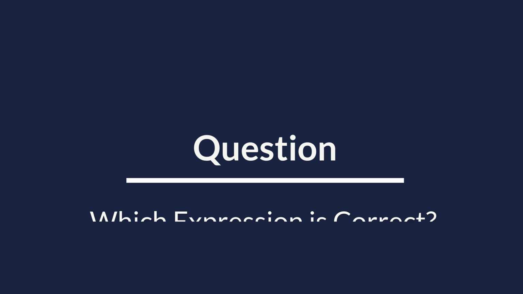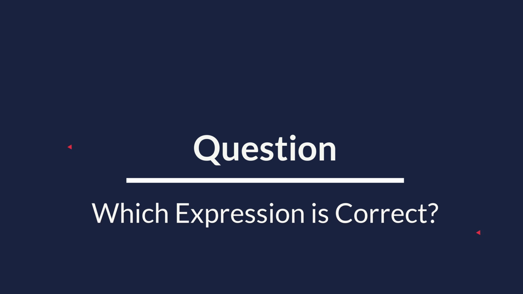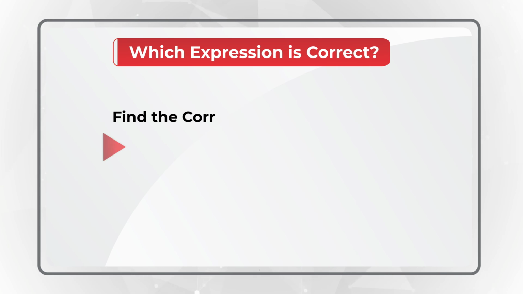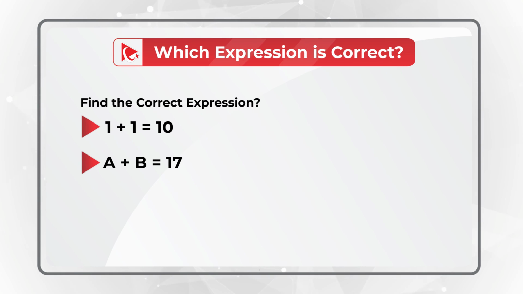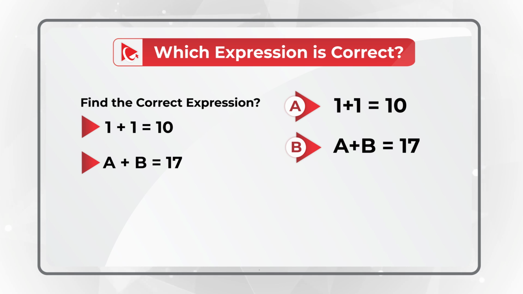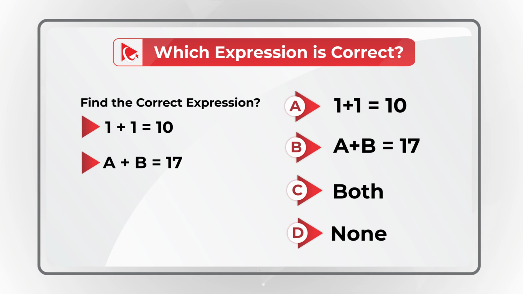Here's a very unusual question which is frequently used in the test. You need to find the correct expression. And you're presented with choices 1 plus 1 equals 10 and second choice A plus B equals 17. You have 4 different options to choose from. Choice A, 1 plus 1 equals 10 is the correct expression. Choice B, the correct expression is A plus B equals 17. Choice C, both of these expressions are correct. And choice D, none of these expressions is correct.